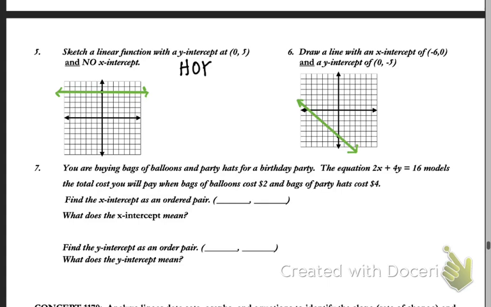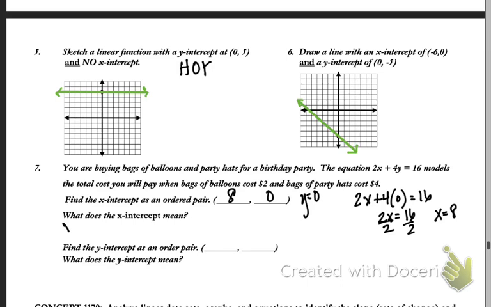Number 7. You are buying bags of balloons and party hats for a birthday party. The equation 2x plus 4y equals 16 models the total cost that you will pay when bags of balloons cost $2 and bags of party hats cost $4. Find the x-intercept as an ordered pair. So again, we need to let y equal 0. So I'm going to have 2x plus 4 times 0 equals 16. 2x equals 16. Divide by 2, so x equals 8. So our x-intercept is (8, 0).